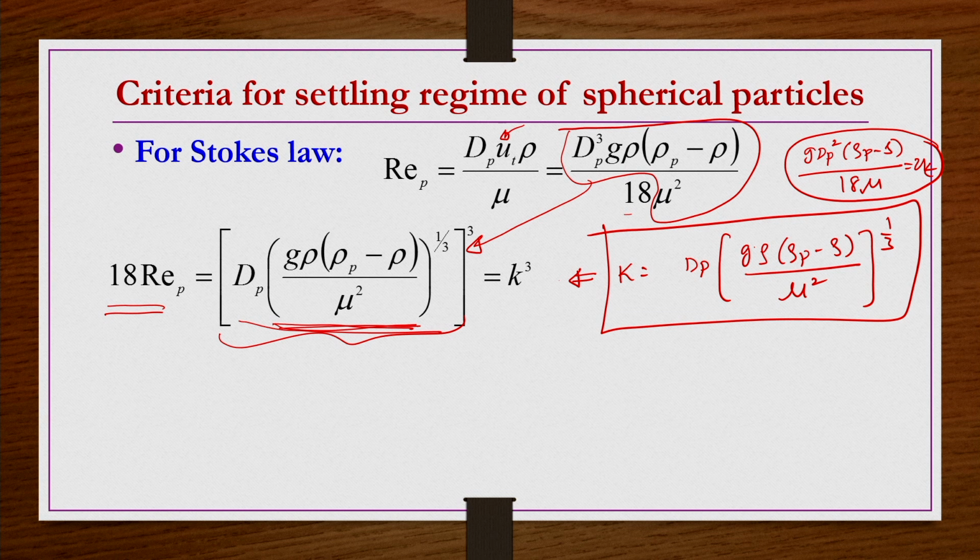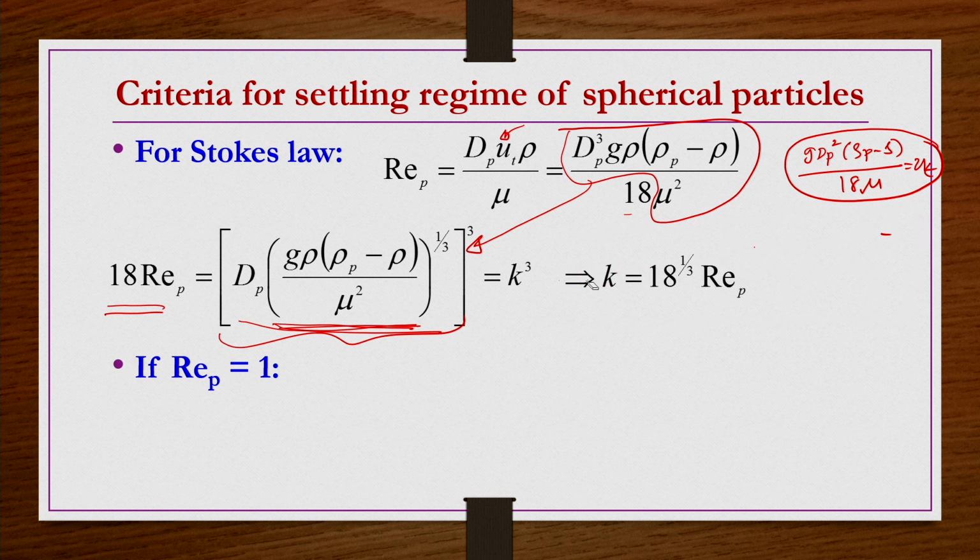Now, for the Stokes regime, the maximum value for Rep we can assign as 1, because Rep less than 1 we call it a kind of Stokes regime. So the upper limit for the Stokes regime let us take as 1. So if Rep is 1, then Stokes law is applicable, right. If Rep is equal to 1, then Stokes law is applicable.